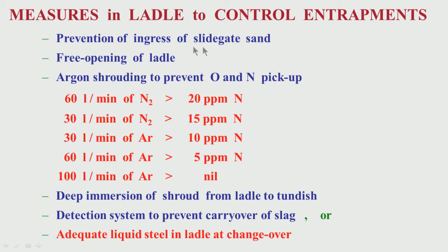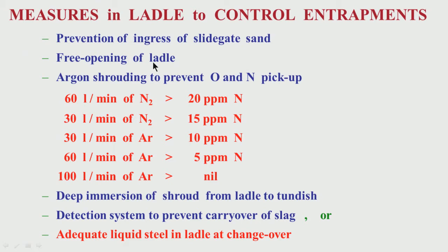So prevention of ingress of slide gate sand, control of that is the first requirement when you are opening the slide gate. Next, the Ladle should open free. That means when you are trying to open the slide gate, liquid steel should come out without the necessity of oxygen lancing. If you do oxygen lancing, it does not open free. So that means we are creating reoxidation, which is undesirable, as I have told many times.